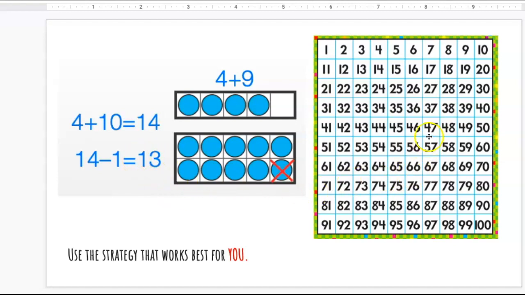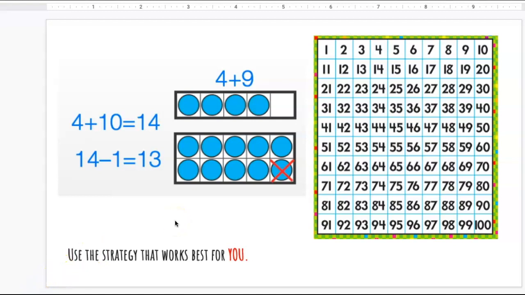And this works for more complicated problems too. Like for instance, maybe you have 35 plus 9. Well, you can see from this hundreds chart that if we take 35 plus 10, it would be 45, and then we would just subtract 1, and it would be 44. Or say we have 57 plus 9. Well, 57 plus 10 would be 67. Take away 1, it would be 66.